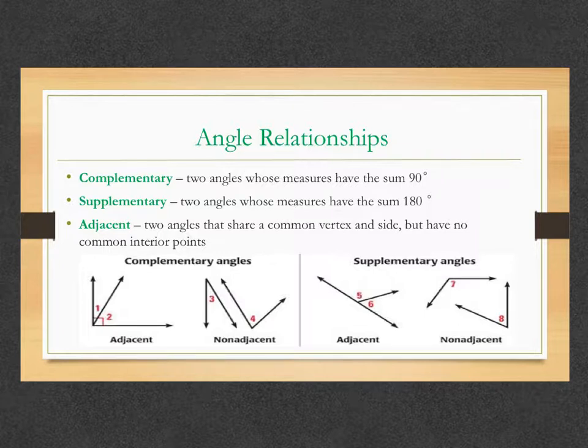You've heard about complementary and supplementary since elementary school. Complementary are two angles whose measures have a sum of 90 degrees. And supplementary are two angles whose measures have a sum of 180 degrees. If you confuse them, think C comes before S, so 90 comes before 180. Adjacent angles are angles that share a common vertex and a side, but have no common interior points.